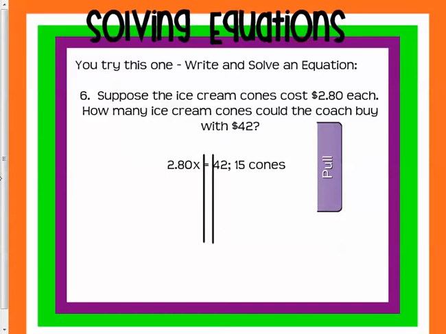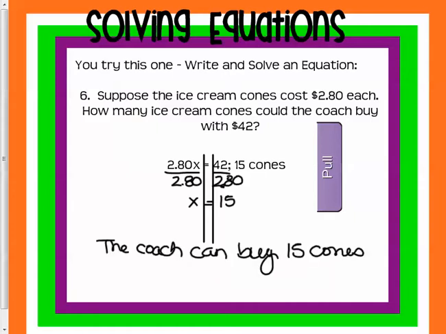And we're going to divide both sides by 280, or $2.80. So in this case, it comes out a nice, well-rounded integer. So the coach can buy 15 cones.